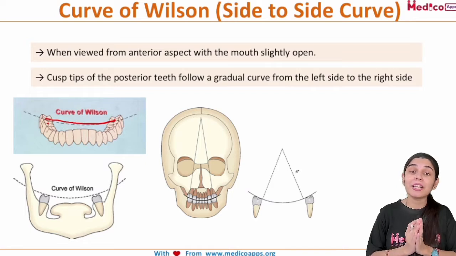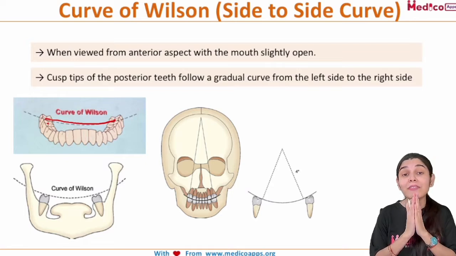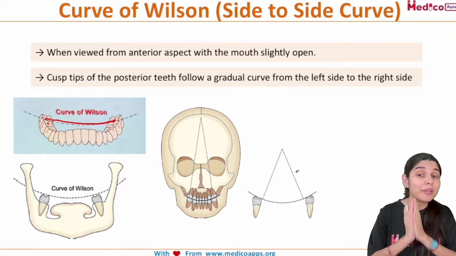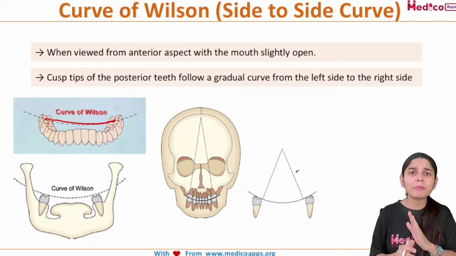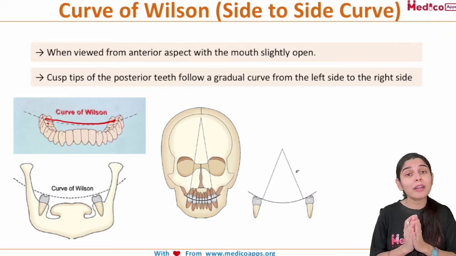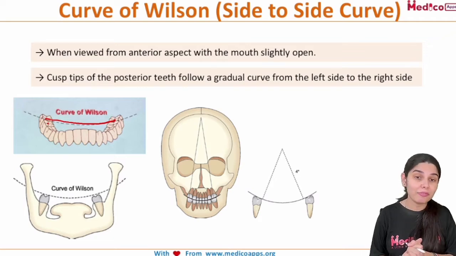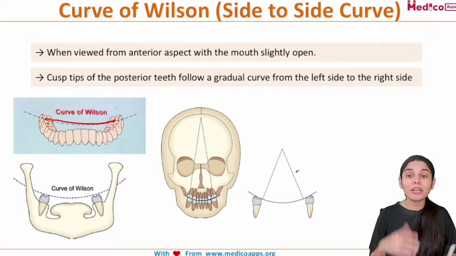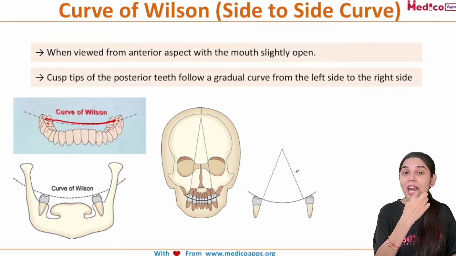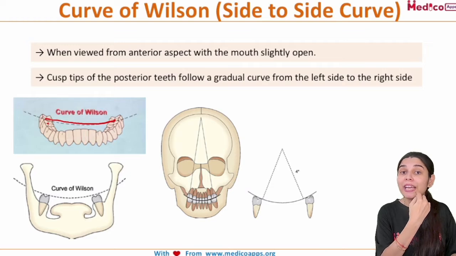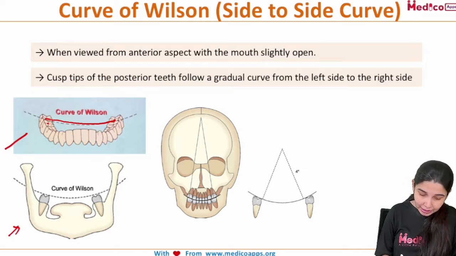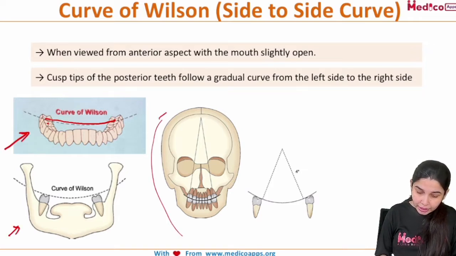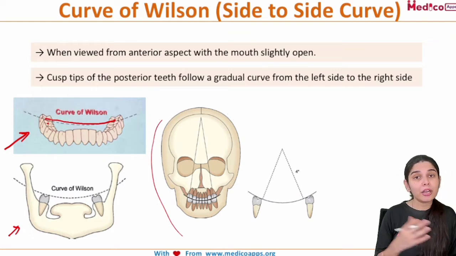Now, the curve of Wilson is usually asked in the Viva. Please do remember this. It is also a question in MCQs, and sometimes it can even be asked as a 2 marks short note question. What is the curve of Wilson? I hope you have understood that when I open my teeth, a curve is formed from the left side to the right side, from the anterior aspect, as you can see in this image. This is the proper view of the curve of Wilson.